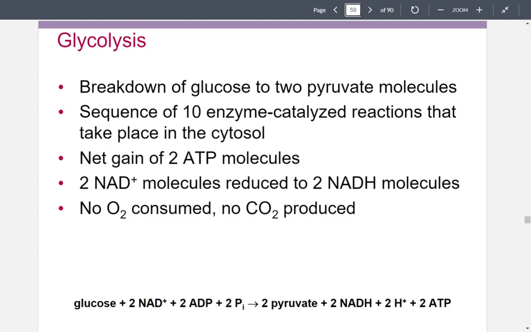This is going to gain us a net gain of 2 of our 38 ATP molecules, and 2 NAD plus molecules are going to become 2 NADHs. We're going to give up an electron here. We do not produce CO2 and we do not produce oxygen.